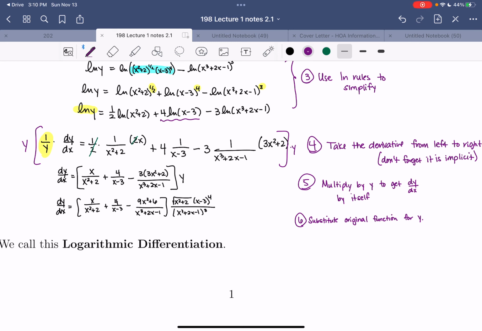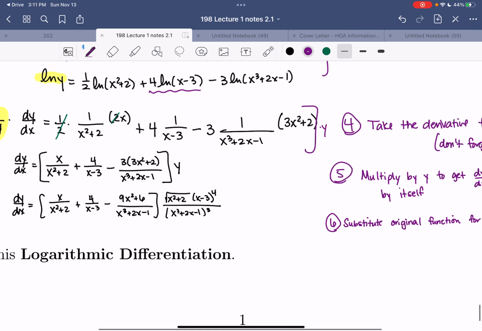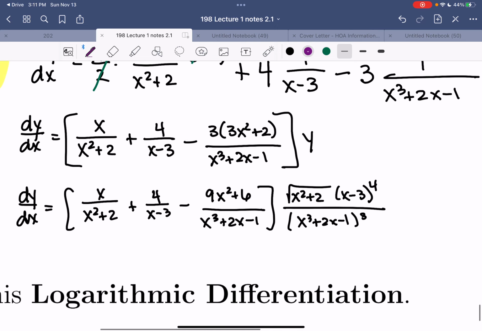And then we just kind of cleaned it up and simplified, and we multiplied both sides by y so that we could solve for dy dx. And then our last step was to substitute y back in so that we had a function all in terms of x. And this is our final answer.